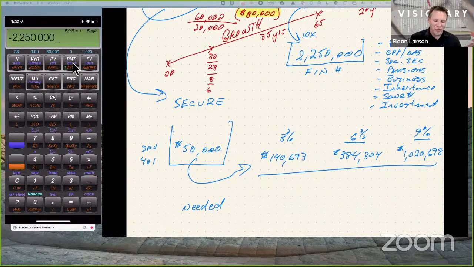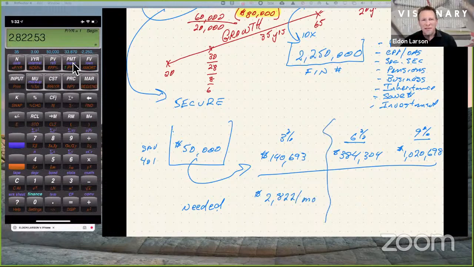So, $2,250,000. We're still dealing with 35 years, 3%, still at 50,000. It would take $33,000 a year, divided by 12, which is $2,822 a month at 3%. How many people can do that? It's not a reality, right?